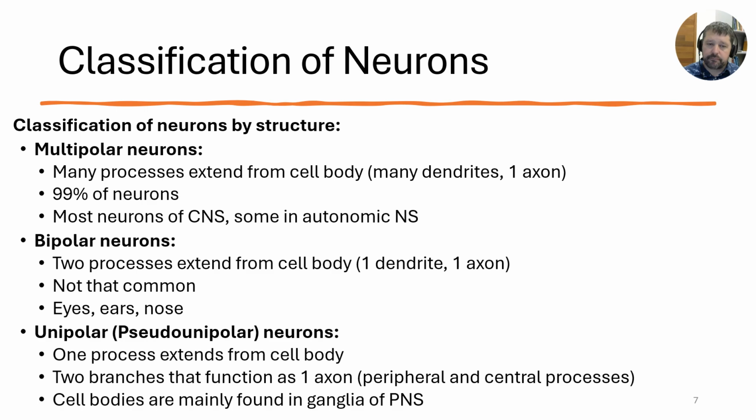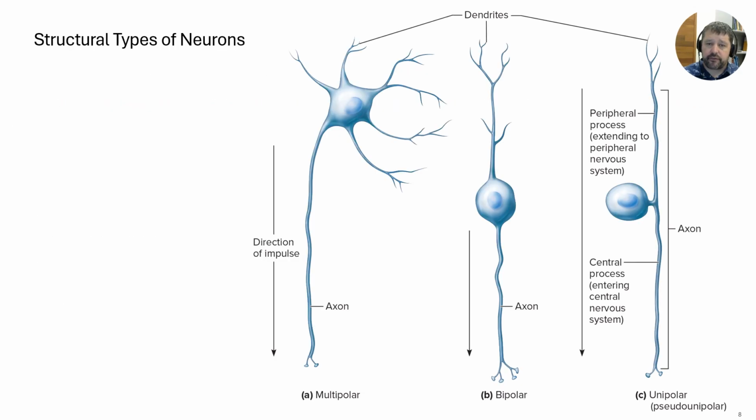Okay, unipolar or pseudo unipolar. Okay, this looks like it has a single axon, and no real dendrites, and it's split. So it looks like the axon is branched or split, and has two branches. And this is really important for sending signals in the peripheral nervous system, and we'll talk more about that system in a little bit. Okay, so let's look at them.